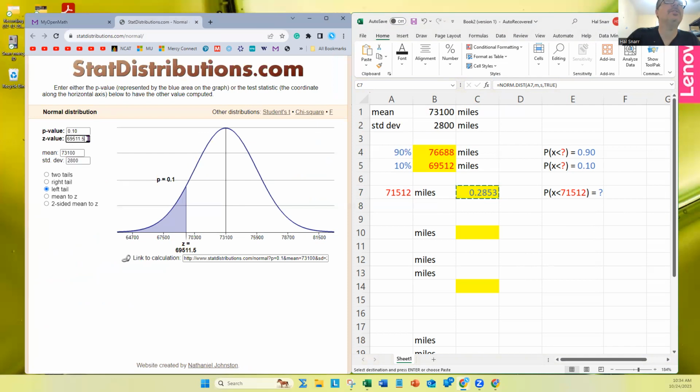And now we're going to change the z value here, the value on the horizontal axis, to 71512. And I do get a probability of 0.285. See, this is not accurate enough. It's only 3 decimal places. That's why we need to use Excel, because I'm asking for 4 decimal places, right?